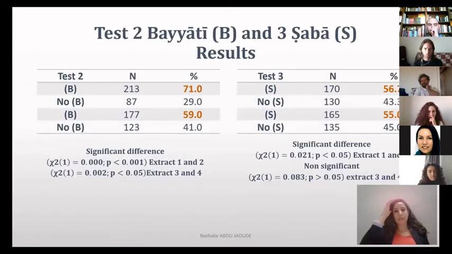According to the data, all of the children and early adolescents identified the belonging to the mode Bayati and the mode Saba with high significance, except between extracts 3 and 4 in the Saba mode. There was no significance.